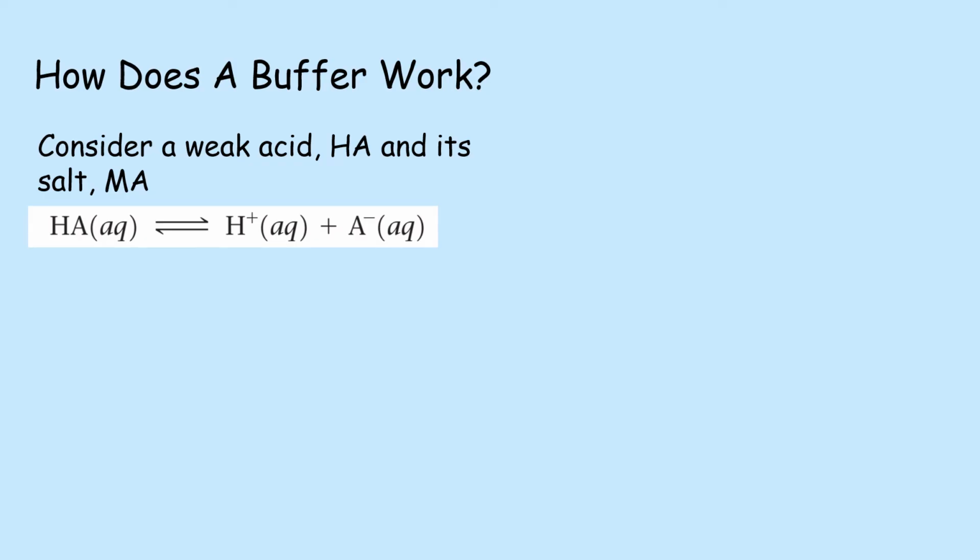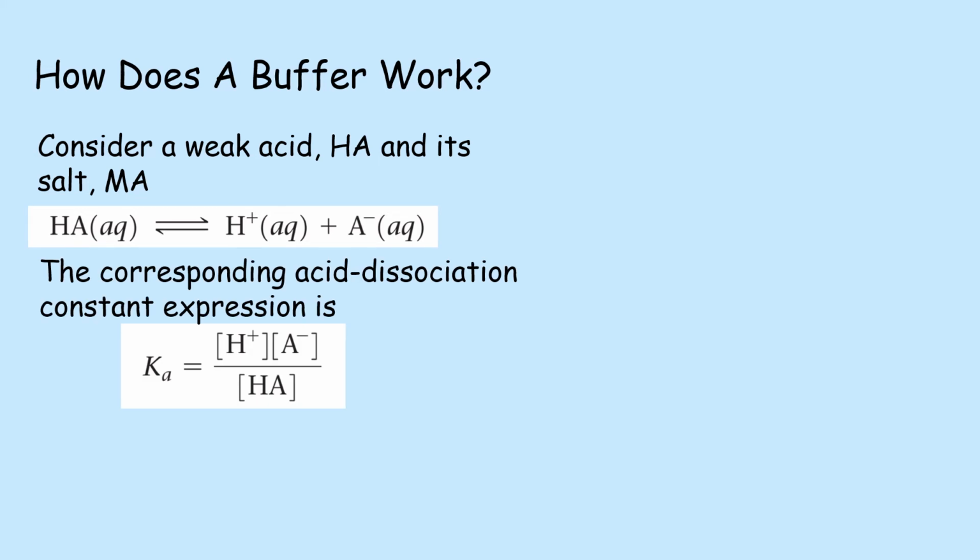How does a buffer work? Let's consider a buffer system composed of a weak acid, which is represented by HA, and its salt, MA, where the M ion, or the M plus, could either be sodium ion or potassium ion or any other cation that does not react with water. So the acid dissociation equilibrium in this buffered solution involves both the acid and its conjugate base. So this is the corresponding acid dissociation constant expression.